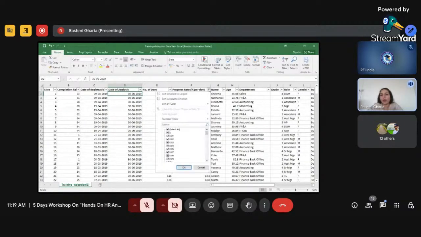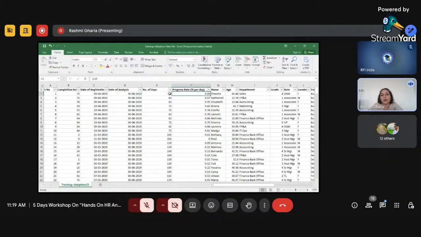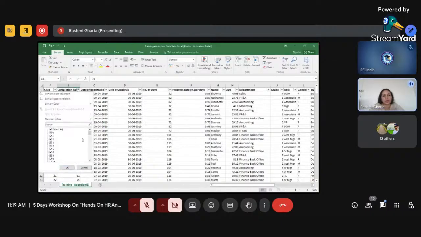Now, they have also calculated the progress rate. Progress rate is how many days an employee has been enrolled, and how much of the training program they have completed. So if you see here, there are a few people who have completed the training program like 73%, or they have completed 100% also. But there are a few people who have enrolled, but they have completed 0%, 1%, 2% also.